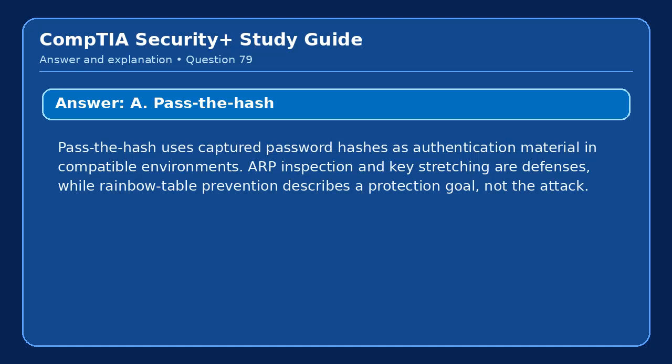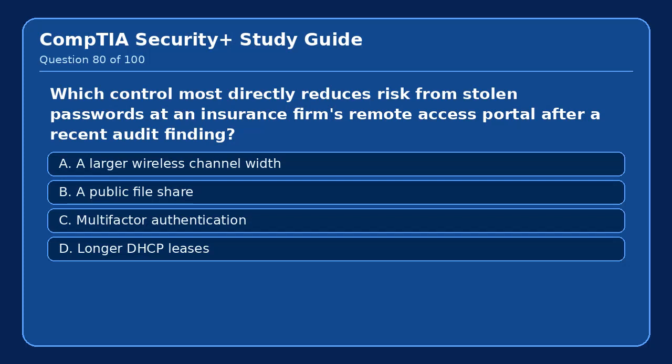Output encoding and input validation. Cross-site scripting risk is reduced when untrusted input is validated and safely encoded before rendering. SNMP strings, static routing, and disabled backups do not address browser script injection.